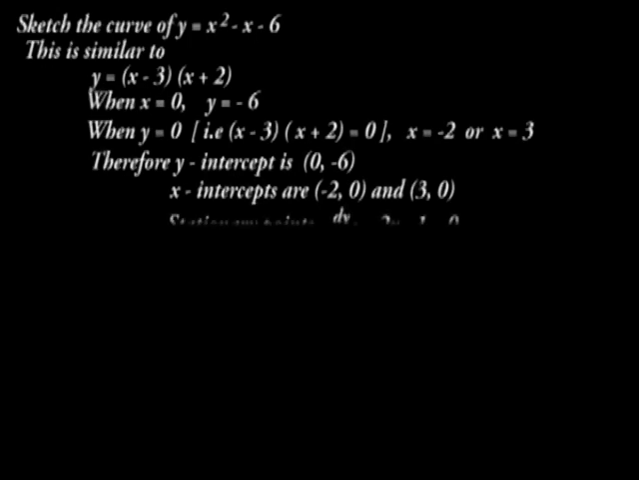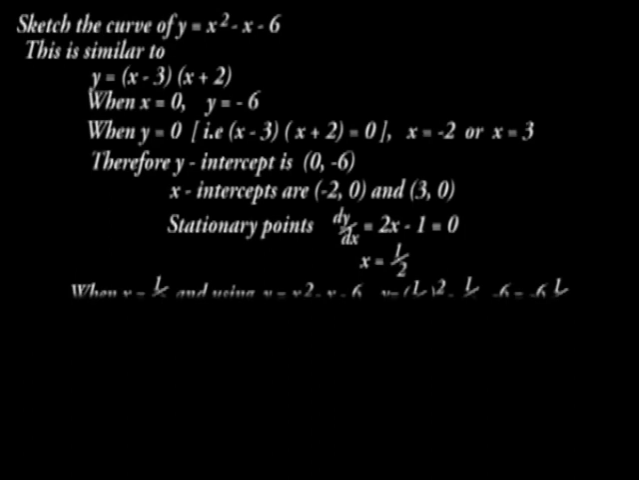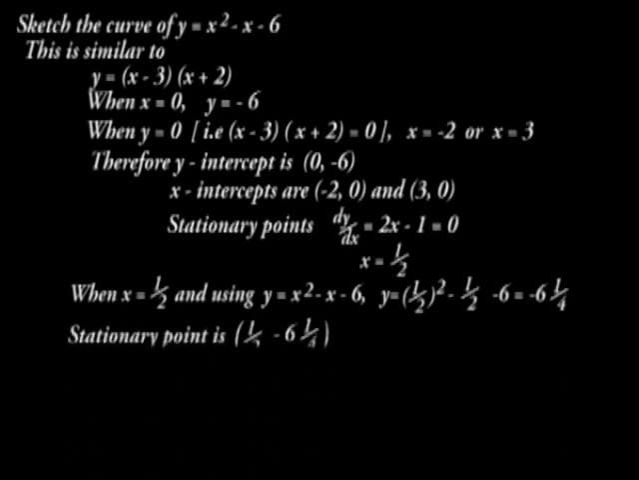Stationary points: dy over dx, we equate the equation to 0. Therefore, 2x minus 1 is equal to 0, x is a half. When x is a half, and using the equation y is equal to x squared minus x minus 6, y is equal to minus 6 and 1 over 4. The stationary point is at (a half, minus 6 and 1 over 4).